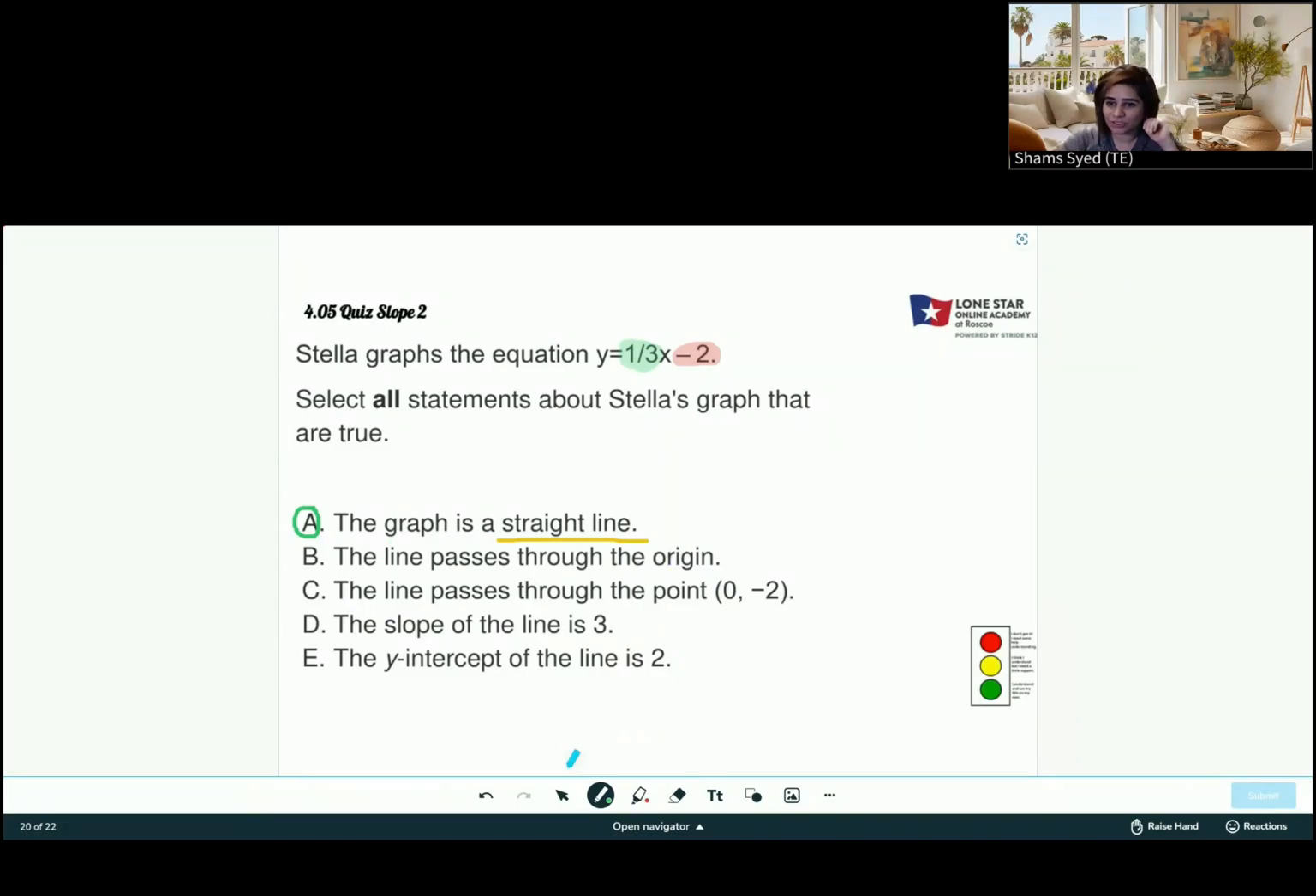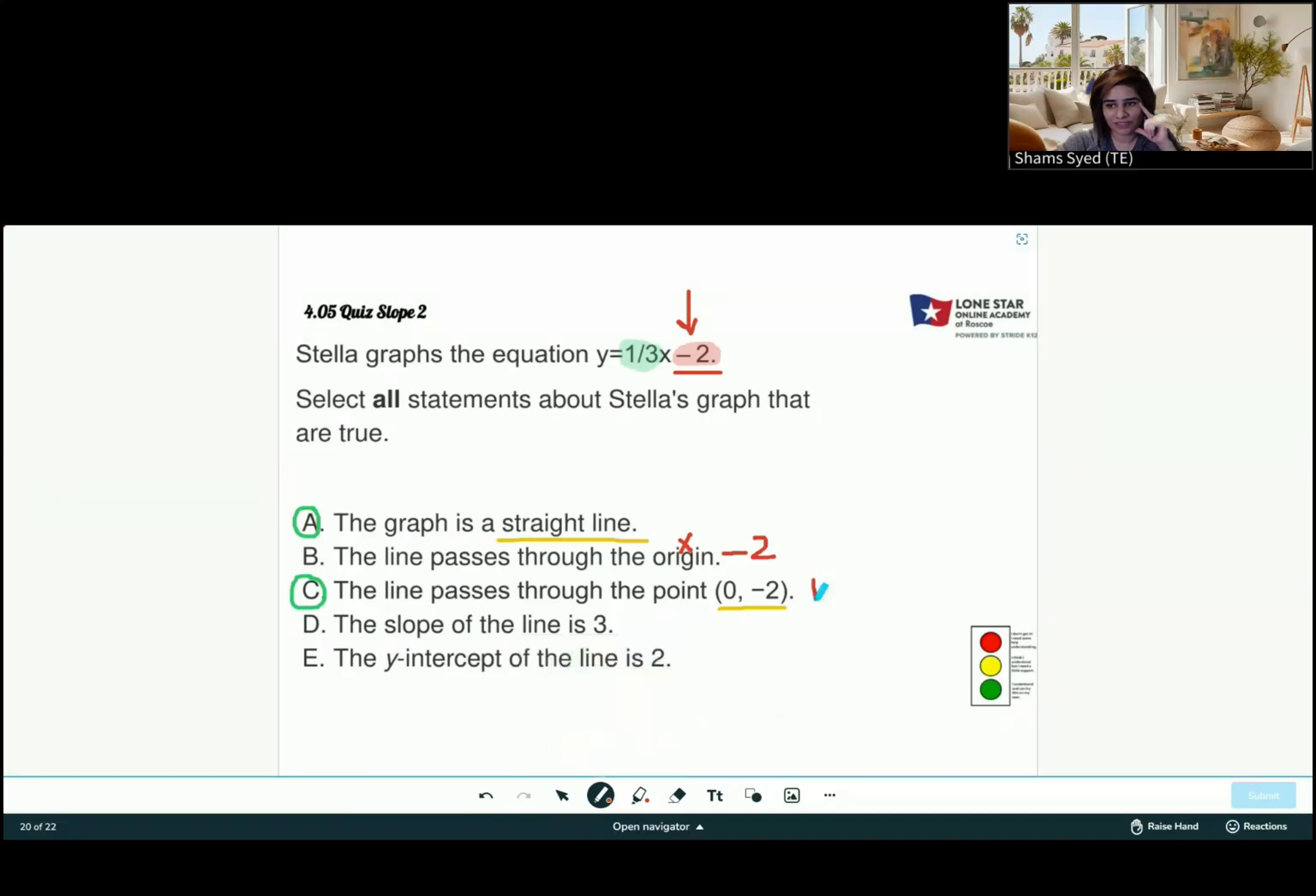Does it pass through the origin? Notice that the graph cuts y at -2, not 0. It cuts at -2, not at the origin. It doesn't, Kayla. This starting point is -2 on the y, not the origin. Does the line pass through 0, -2? Yes, it does, because your b is -2.